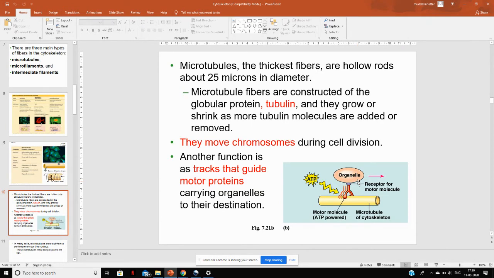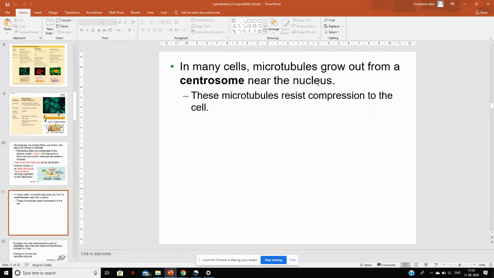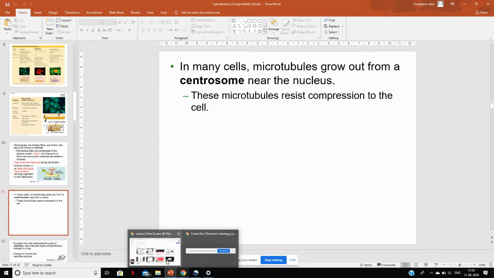That means the movement of cell organelles within the cell will be done with the help of cytoskeletal structures. A good example is microtubules. Okay, so you can compare it with the railway and train model. The cytoskeletal structure is nothing but the railway, and the organelle and the motor protein sitting over it can be compared with a moving train. So the same system is involved in the movement of organelles within a single cell. Okay, in many cells, microtubules grow out from a centrosome near the nucleus. These microtubules resist compression to the cell. This is also a very important function you can see there.